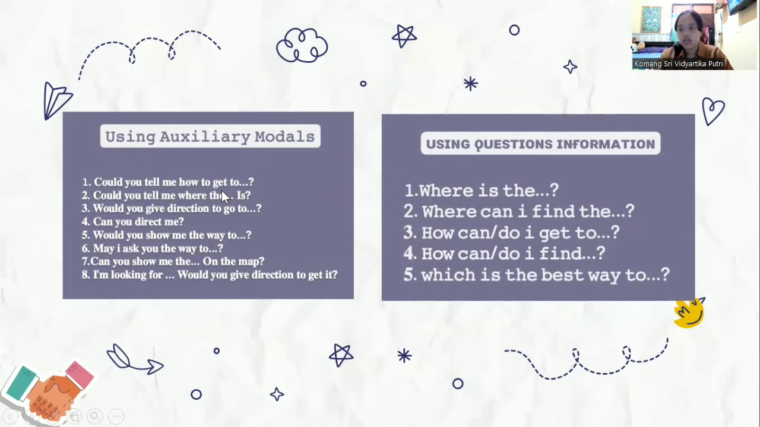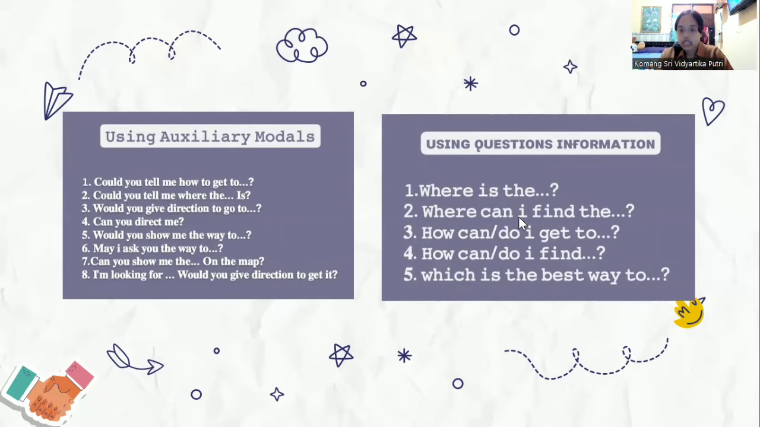The first is using auxiliary modals. These are the expressions that you can use. Could you tell me how to get to? Could you tell me where is blank? Will you give the direction to go? Can you direct me? Will you show me the way to blank? May I ask you the way to blank? Can you show me blank on the map? I'm looking for blank. Will you give the direction to get it? For the blank, you can change it to the destination that you want to ask people about.